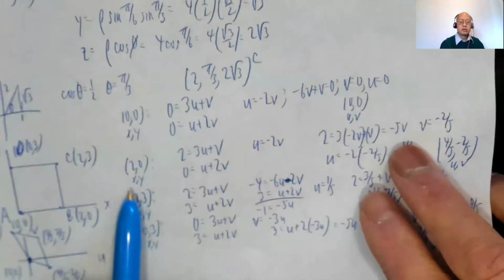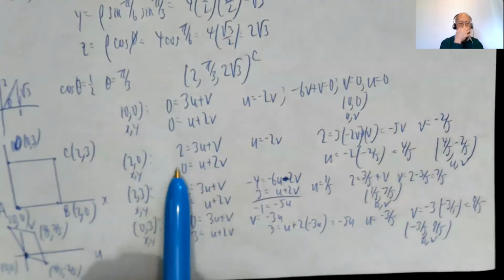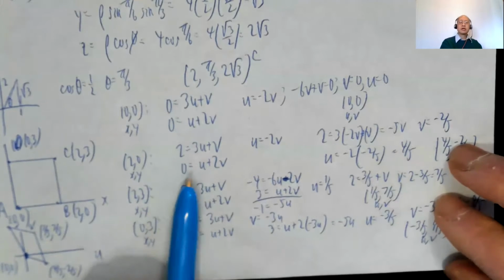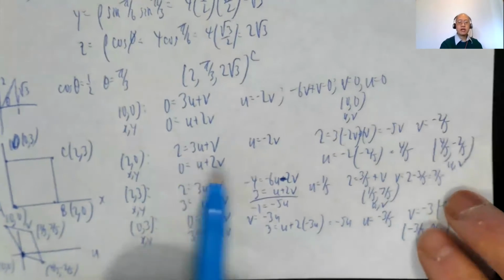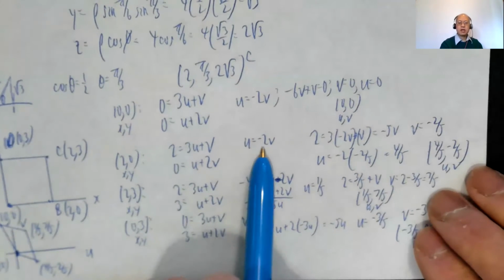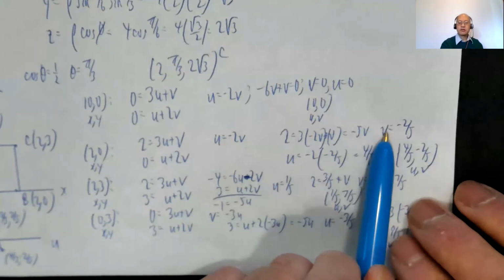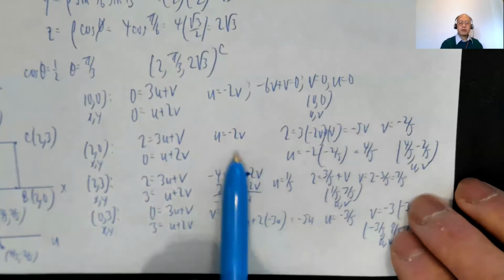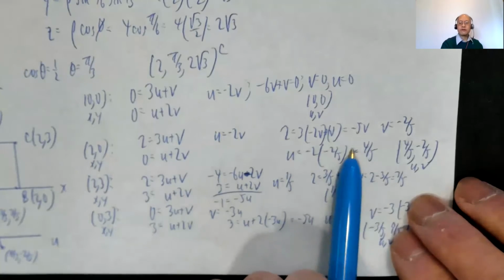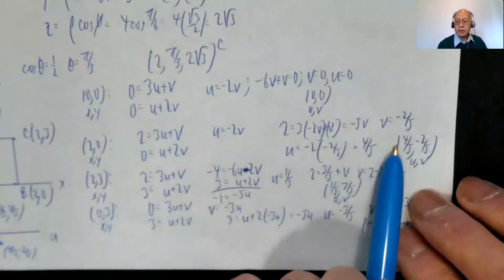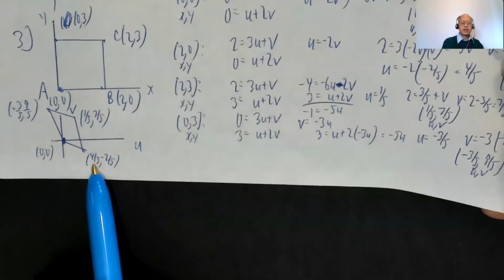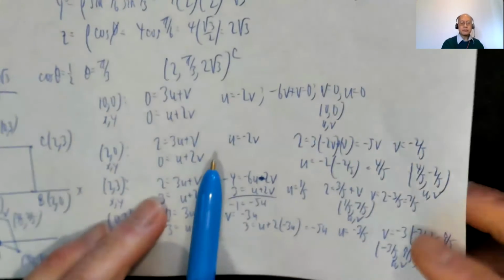However, 2, 0. That's x, that's y. So 2 equals 3u plus v. 0 equals u plus 2v. This is u equals negative 2v. Plug that in here. I get negative 5v is 2. V is negative 2/5. Plug back in. U is negative 2 times negative 2/5, or 4/5. So u comma v becomes 4/5, negative 2/5.